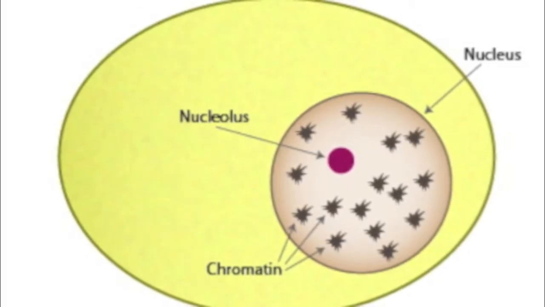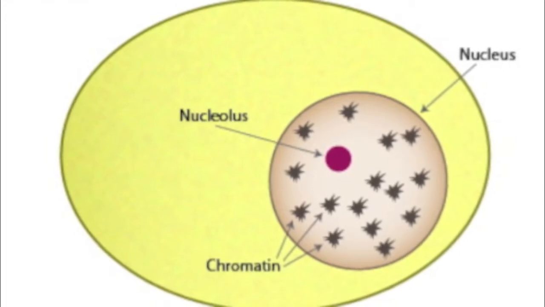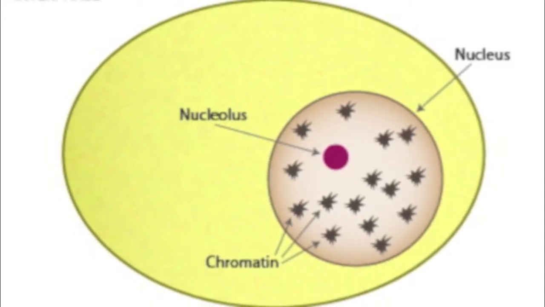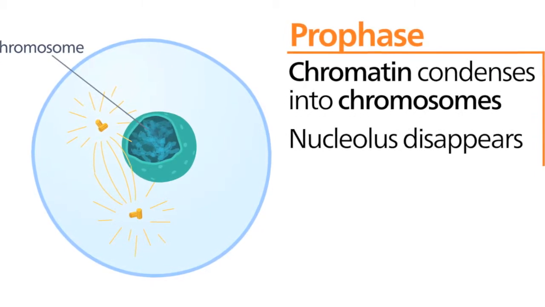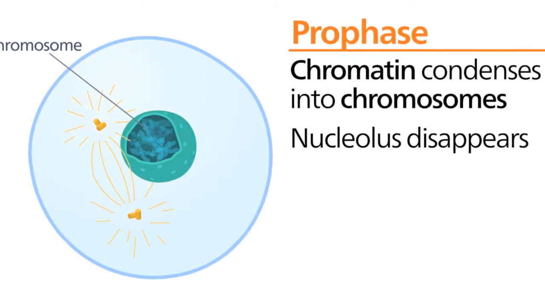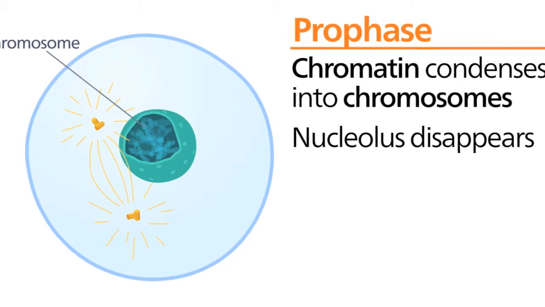We start off with interphase, G1 and G2. Chromosomes are not easily seen because they are uncoiled. Then comes prophase, where the chromosomes begin their coiling. The spindle apparatus begins to form as centrosomes move apart.